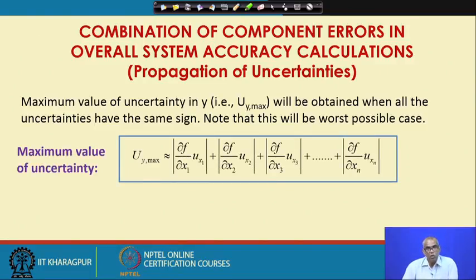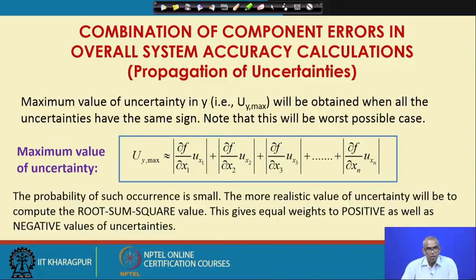So, to get the maximum value of uncertainty, you can add the absolute values of the terms del f del x 1 u x 1, del f del x 2 u x 2, and so on and so forth. But the probability of such occurrence is small, because it is unlikely that all the uncertainties will have the same sign. Some uncertainties will be positive, some will be negative. So, the probability of all uncertainties having the same sign is small.